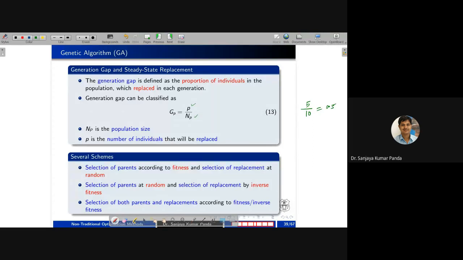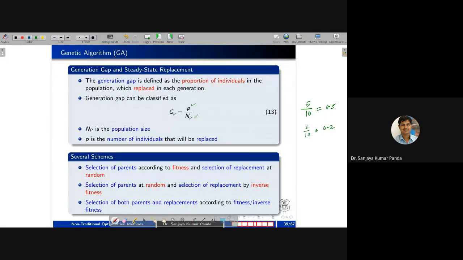0.5 means 50% of the population is replaced in this generation. Let's say in the next generation you got 2 divided by 10, so you can say 20% populations are replaced. Okay, so you can apply various schemes to do this one.